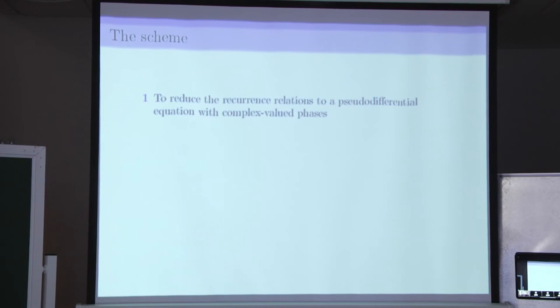First of all, we need to reduce our recurrence relations to a pseudo-differential equation. But the difference is that the corresponding characteristic polynomial, or the corresponding spectral curve, is the curve of the third order. In the classical cases, it is the curve of the second order. Here we have the curve of the third order. So we need to split our equation into two to obtain equations which correspond to the curve of the second order. The next step is to get rid of complexity, because the symbols of these operators will be complex.